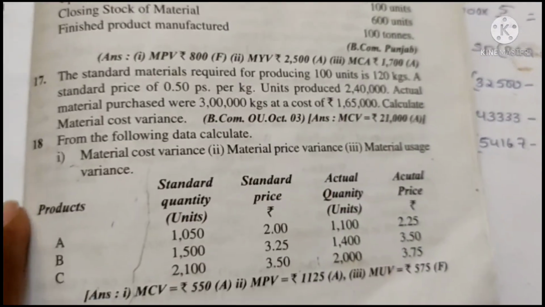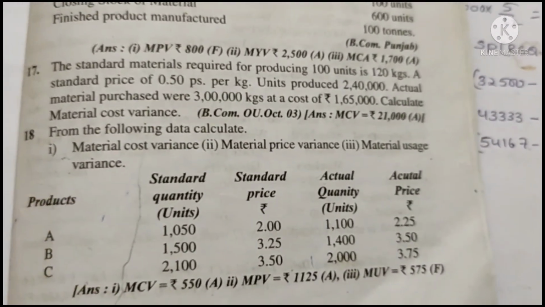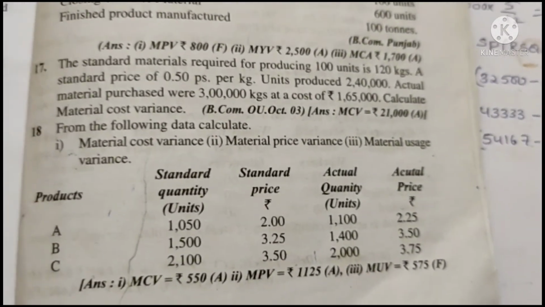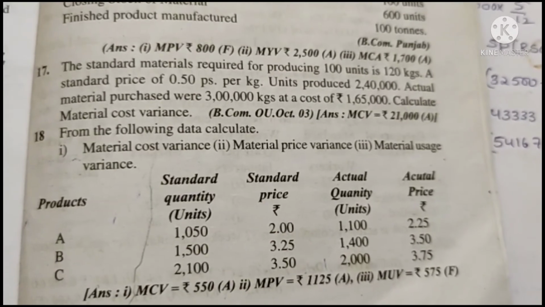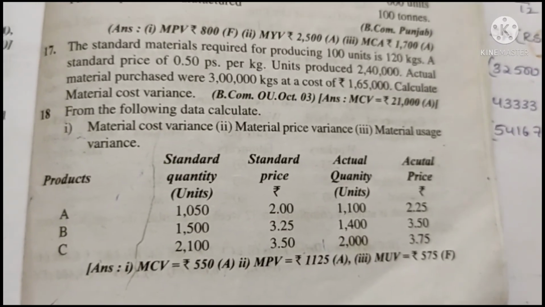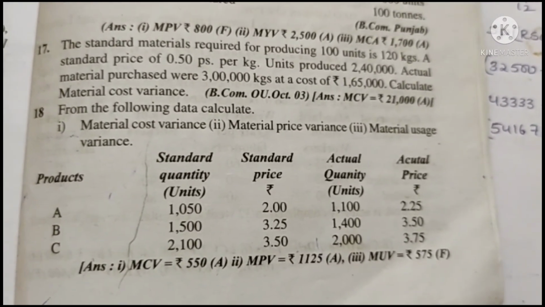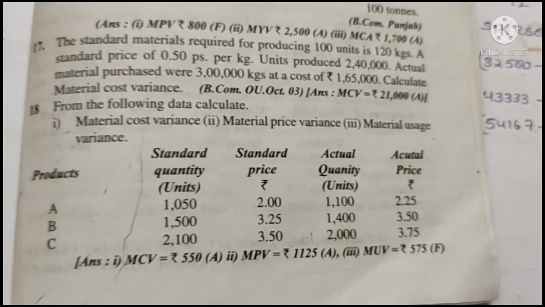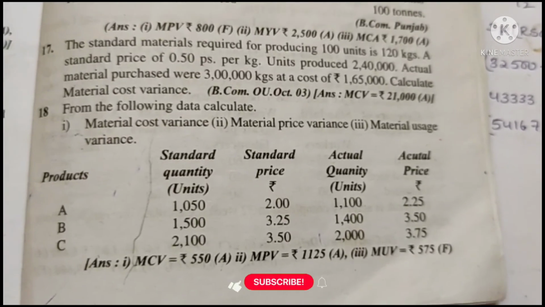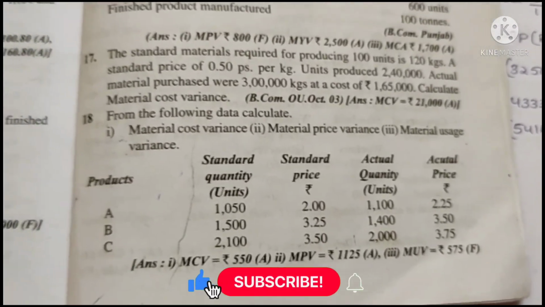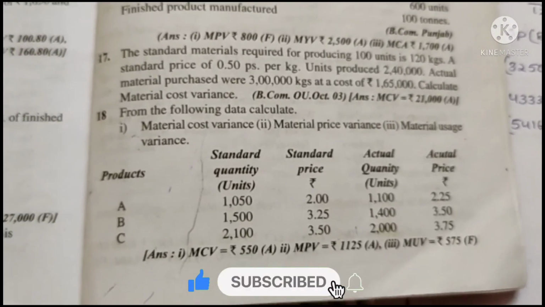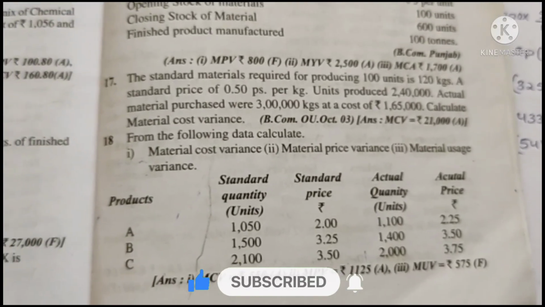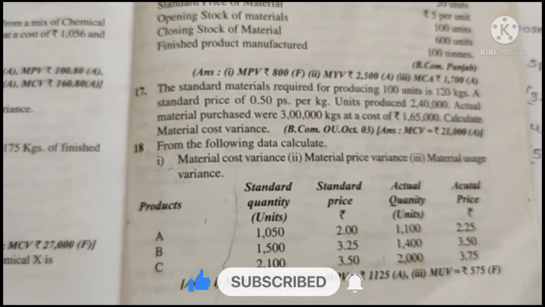Okay, the homework follows this pattern. Next, the 18th question is a direct one. From the following data, calculate MCV, MPV and MUV. So look carefully once. ABC is given, SQ is given, SP is given, AQ is given, AP is given. So it is direct, do it. So with this we have completed material variances. In the next class we are going to start with the labor variances. Okay.